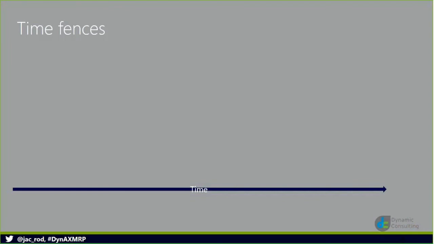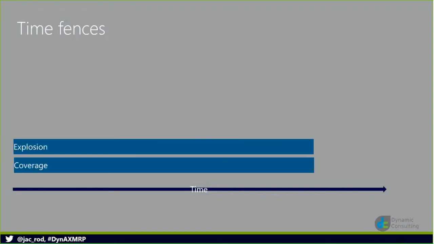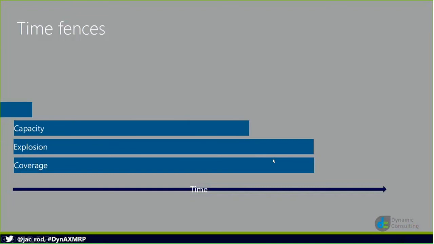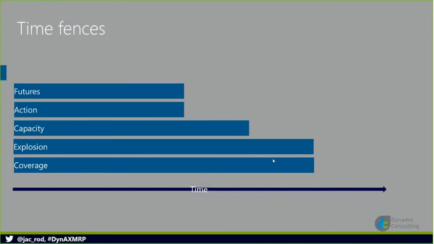The way this screenshot or diagram is laid out, you can see I've got an arrow indicating time. Each of these time fences, the ones on the bottom here are the longest, typically, and as we move up, we get into the shorter and shorter time fences that I typically see. So for example here, the coverage time fence is typically the longest time fence that you have specified, and the firming time fence would be the shortest.